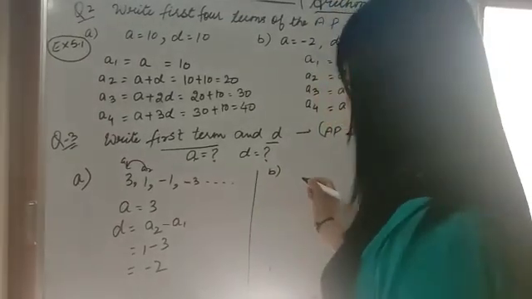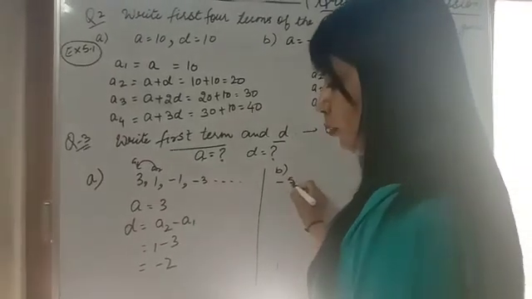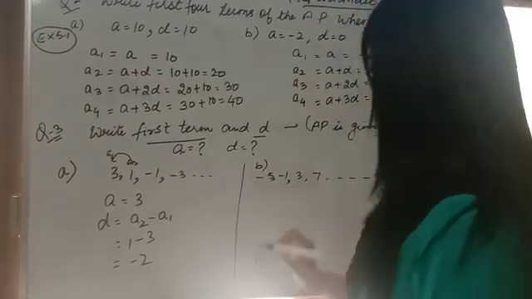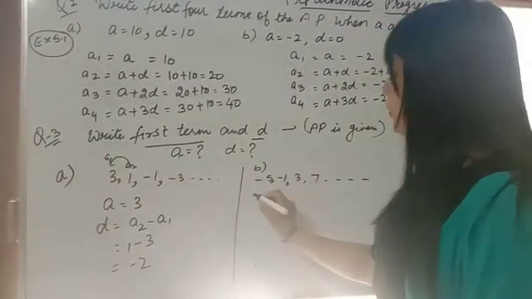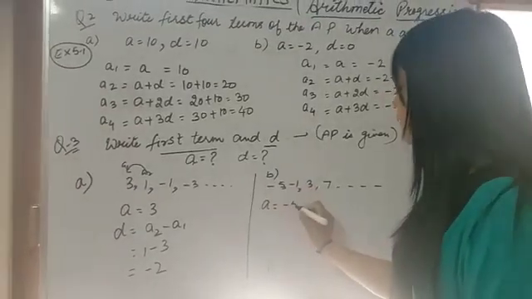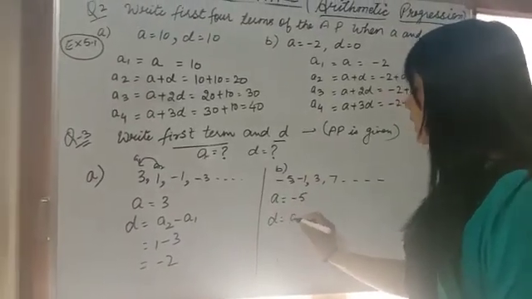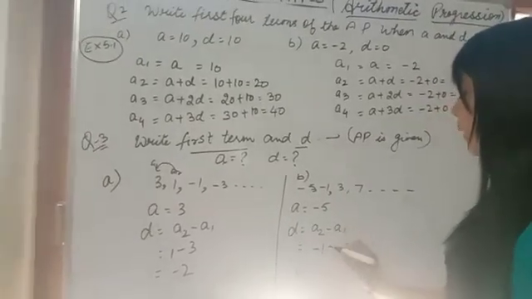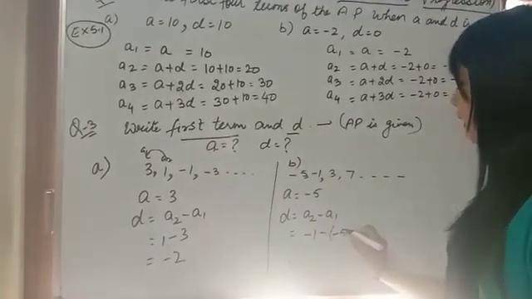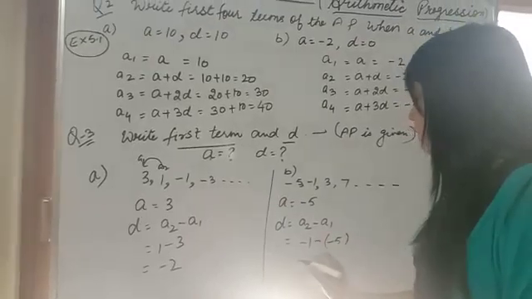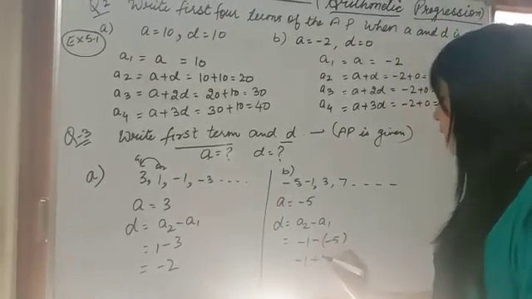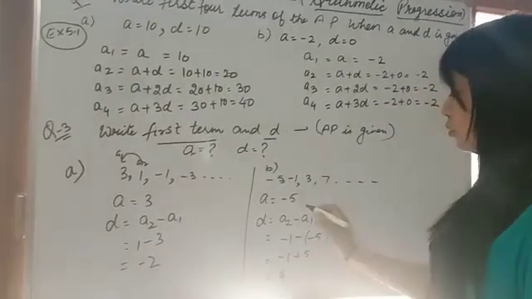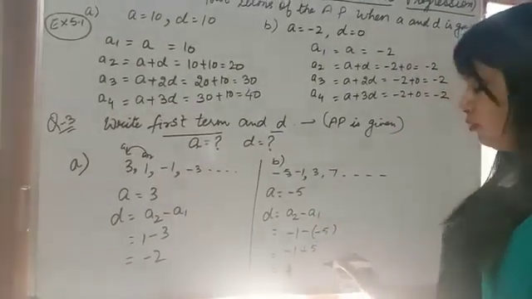Suppose the AP is -5, -1, 3, 7. This AP is given. So we have to write the first term. First term is -5. d find out करना है. d is a2 minus a1. So a2 is -1 minus, and a1 is -5. So this is -1 minus (-5), plus 5. So common difference is 4. Clear? So a is -5, d is 4.